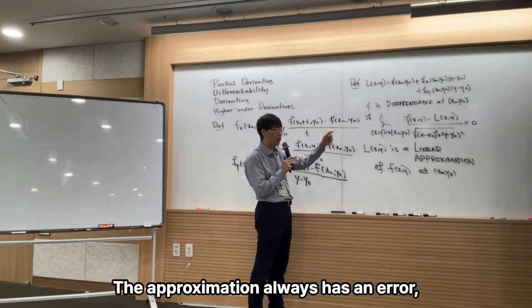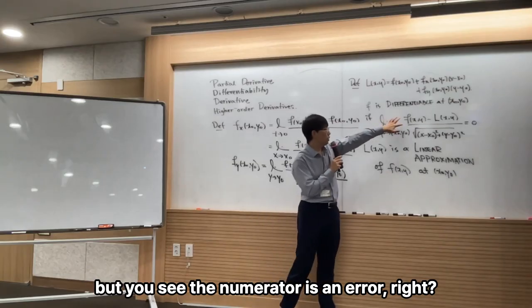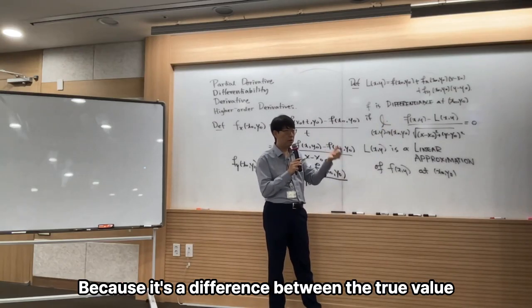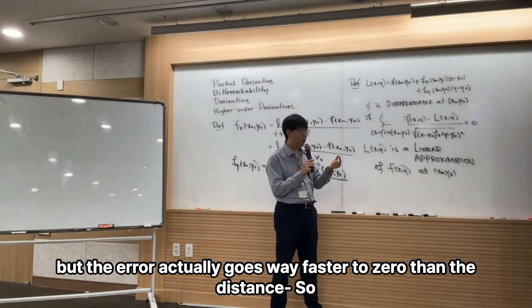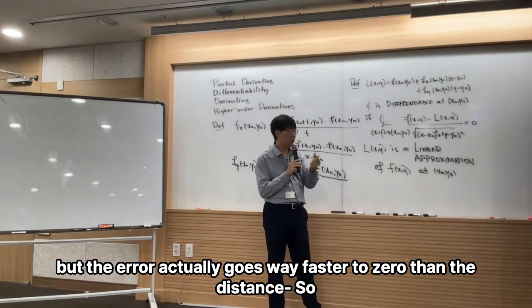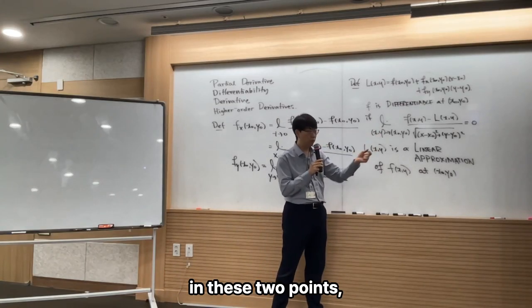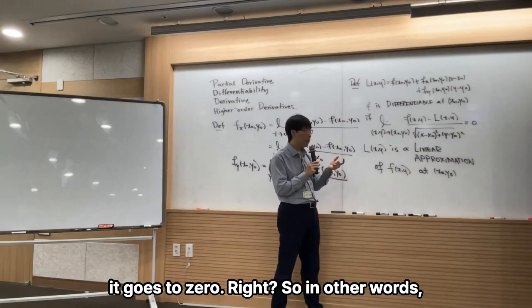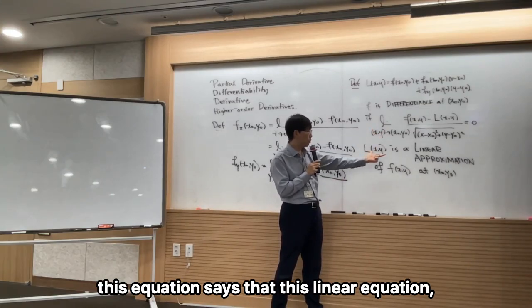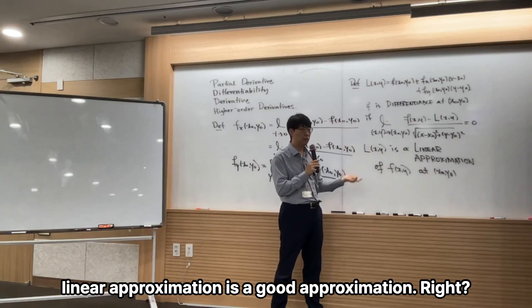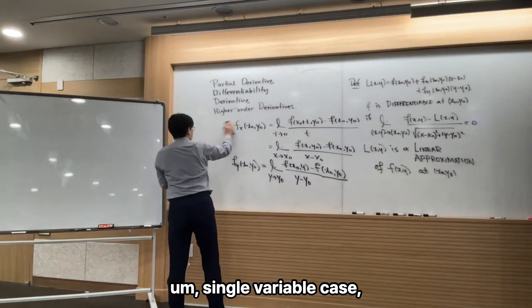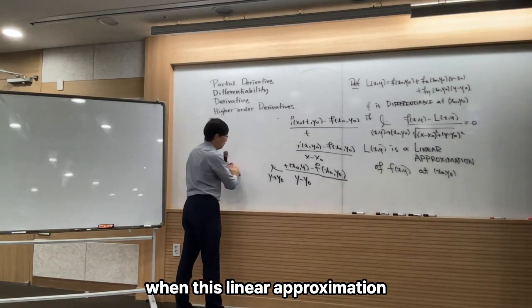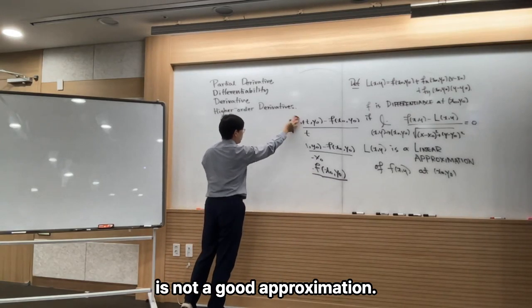The approximation always has an error, but you see the numerator is an error, right? Because it's the difference between the true value and the approximate value. The error goes to 0, but the error actually goes way faster to 0 than the distance between these two points goes to 0, right? So in other words, this equation says that this linear approximation is a good approximation, right? So you can see from this single variable case when this linear approximation is not a good approximation.